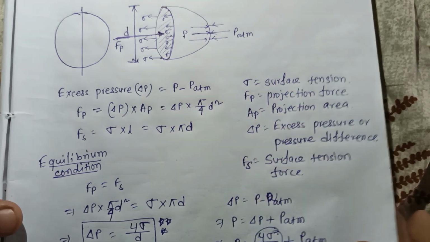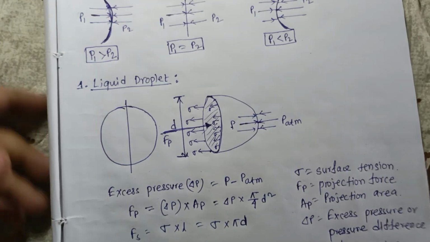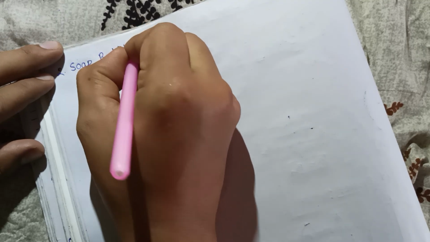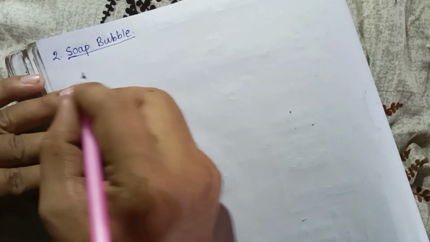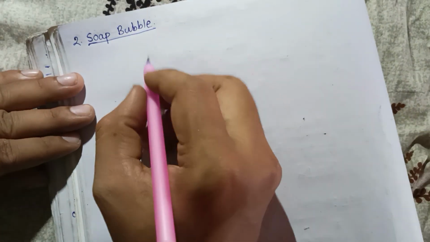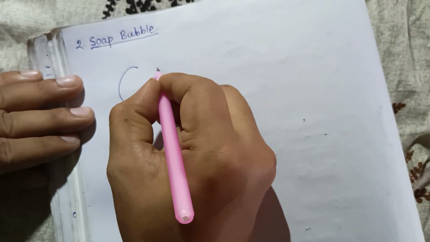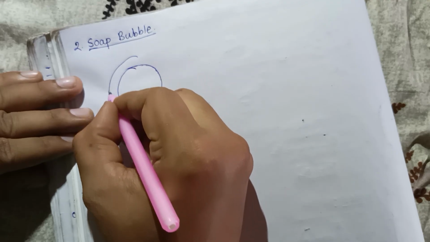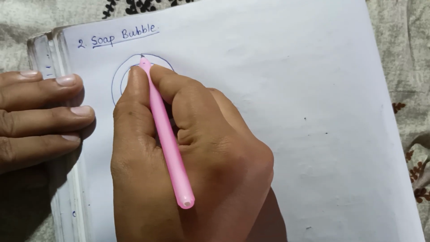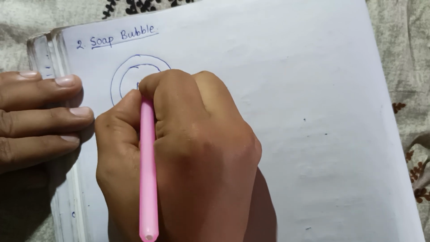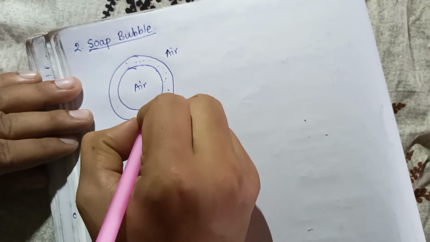So this is all about the liquid droplet. Now we will focus on the soap bubble, the second case. How does the soap bubble look? This is the inner layer and this is the outer layer. Inside there is air, and outside there is air, and in between there is a liquid.